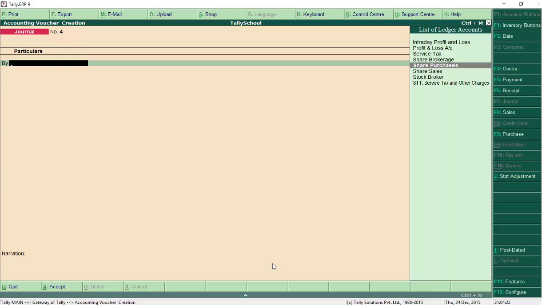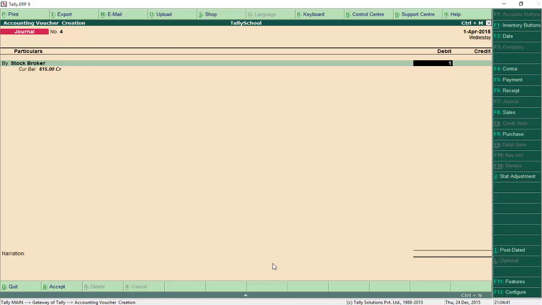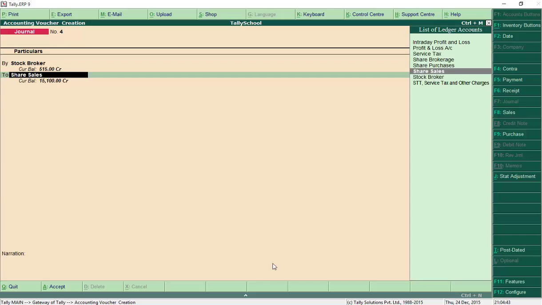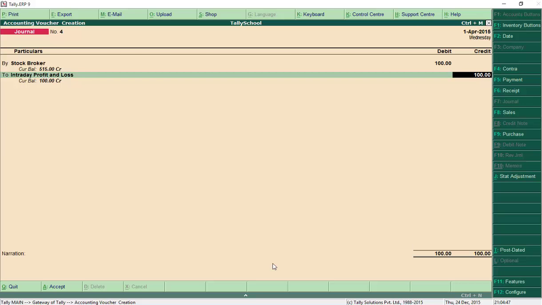So click on the video, watch that, and come back here once again to see this entry. Coming back to the entry, we have a profit of 100 rupees after the share brokerage, service tax, and other charges. So debit stock broker by 100 rupees and credit intraday profit and loss by 100 rupees.